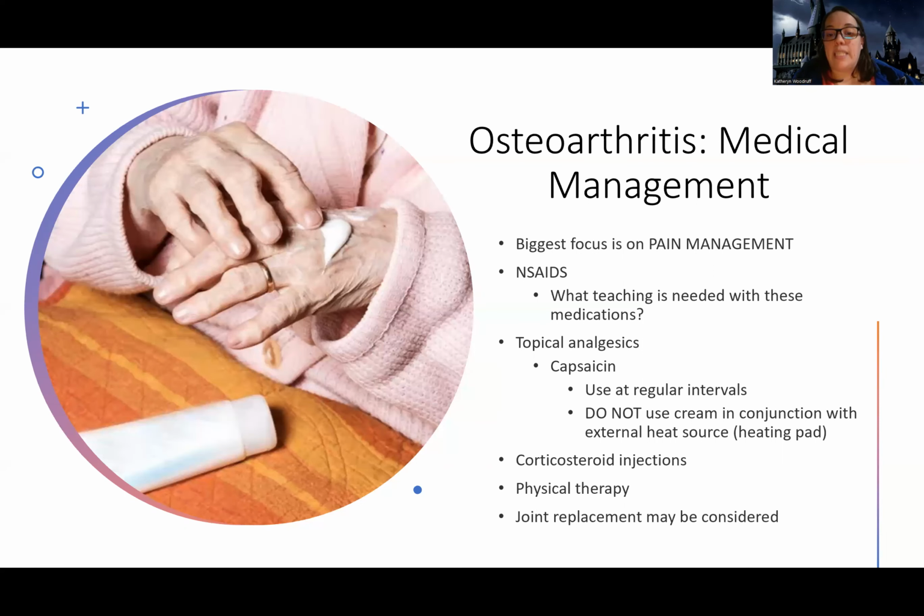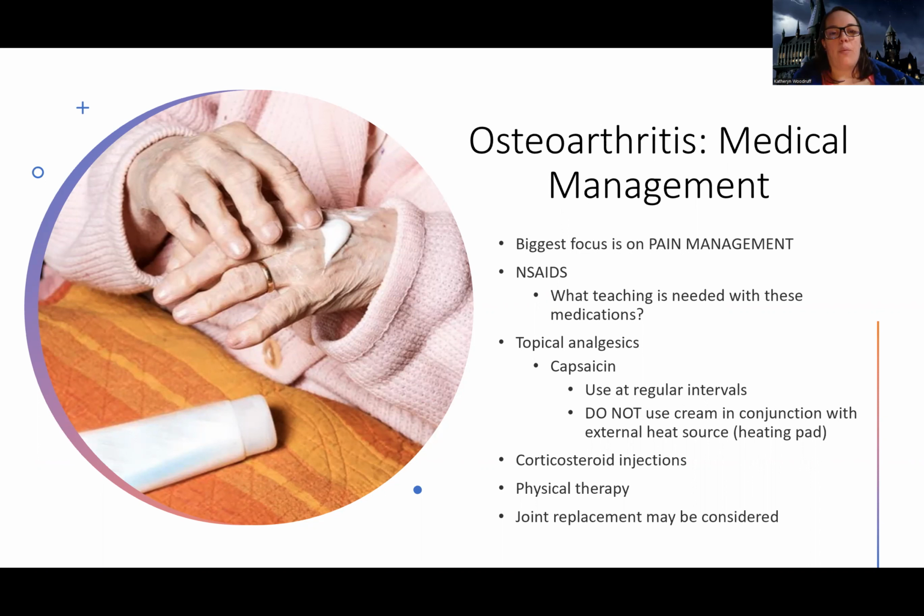So NSAIDs are going to be one of the main ones used. You may be wondering, well, if it's not inflammatory, why are they using NSAIDs? NSAIDs are just shown to be more effective, especially with joint pain. So remember all the teaching around NSAIDs, that we're concerned about GI bleeding, take them with food, don't take them with other things that could cause them to bleed.